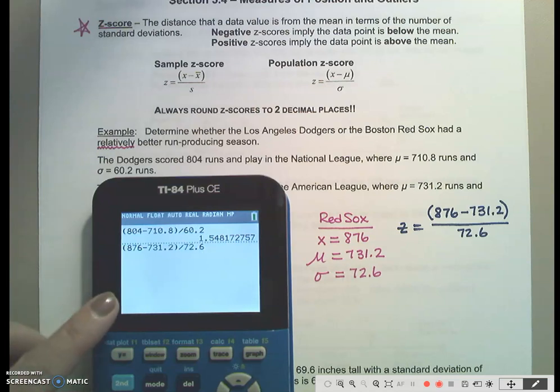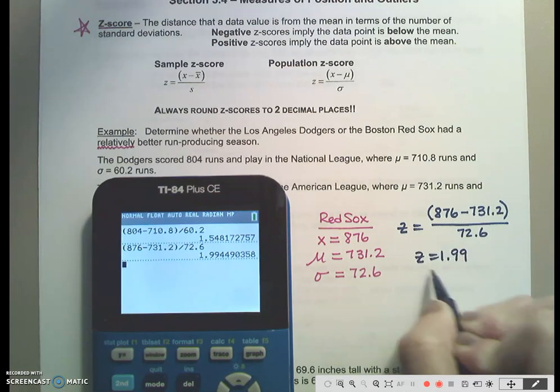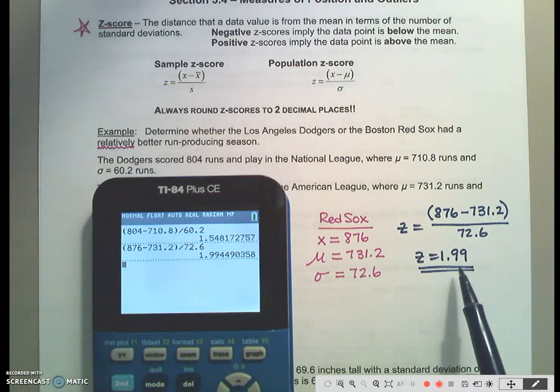All right, did I get that typed in there right? Yes. Okay, so this z-score is 1.99. So they're sitting almost 2 standard deviations above the mean, just right before 2 standard deviations.